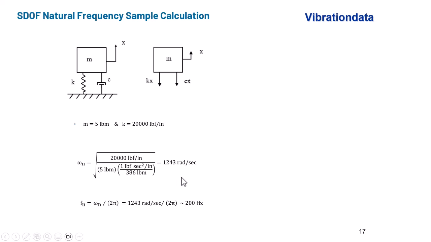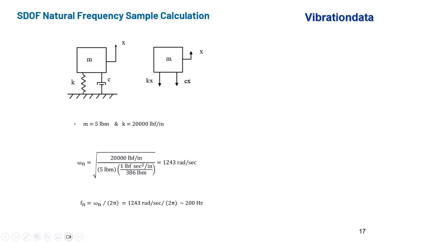Now, in the world of vibroacoustics, we seldom deal with radians per second. Instead, we like to get the natural frequency in hertz, which means we divide by 2 pi, and that comes out to be approximately 200 hertz. These numbers were chosen deliberately because, for example, some circuit boards have their natural frequencies around 200 hertz. So maybe there's a 5-pound avionics box, and we're modeling the stiffness as 20,000 pounds force per inch, and there's a circuit board inside, and the system together is vibrating at 200 hertz.